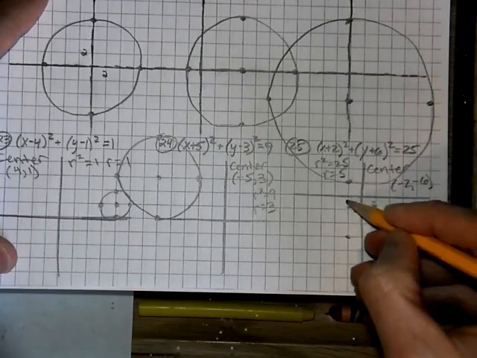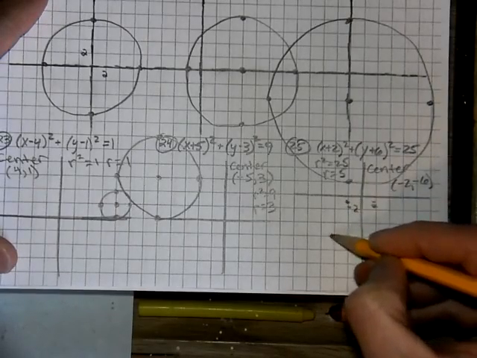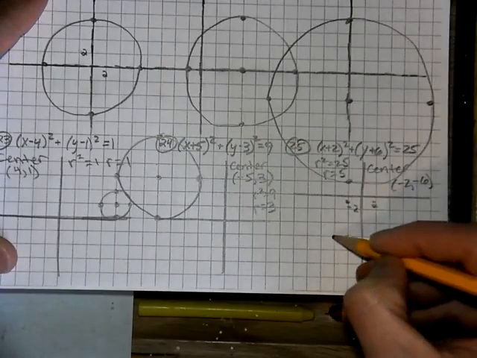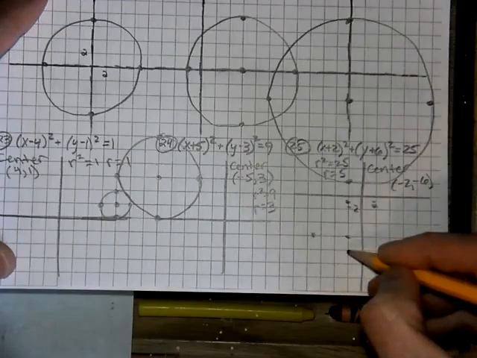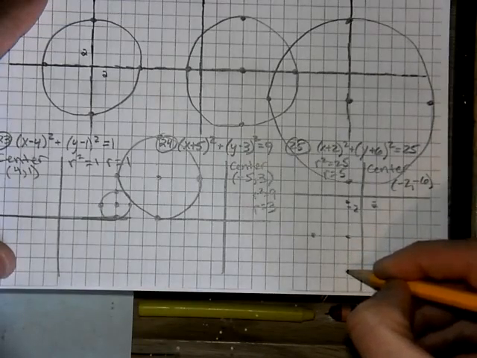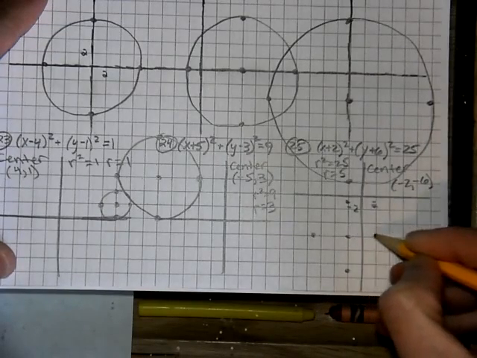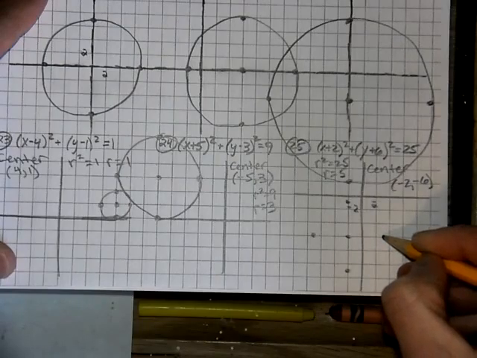2, 4, 5. 5 will be halfway between 4 and 6. 2, 4, 5. 1, 2, 3, 4, 5.